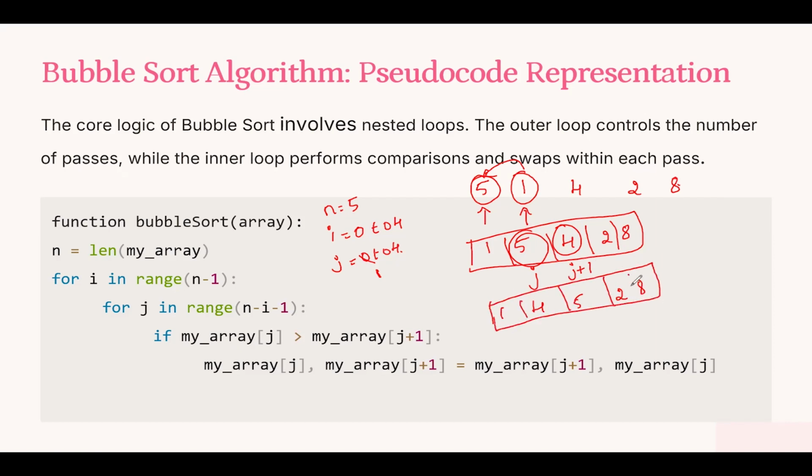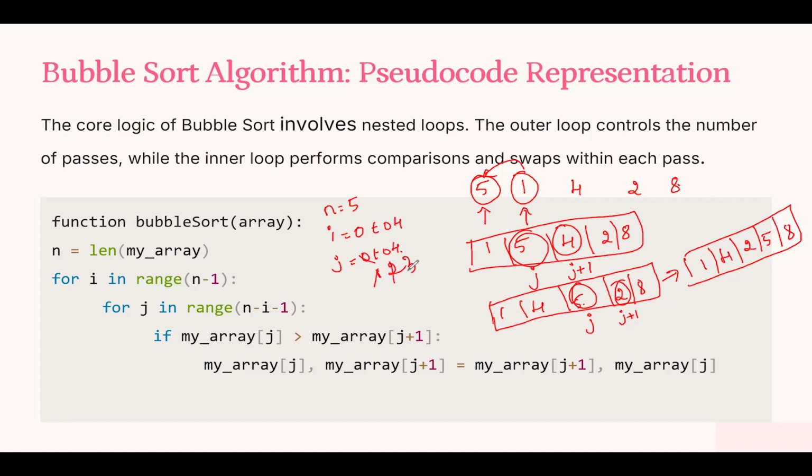All right. Now, once again, I'm going to increase the j value to 2. 2 is over here, so this will become j plus 1. Once again, compare. Yes, j is greater than j plus 1. Then swap. 1, 4, 2, 5, 8. All right.